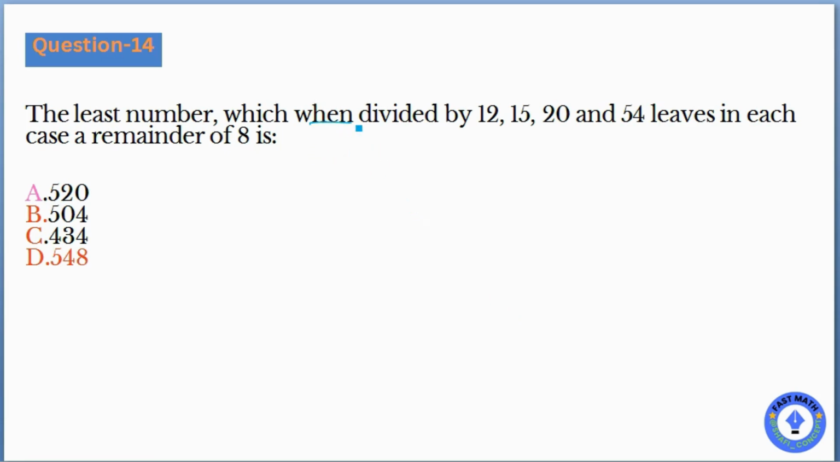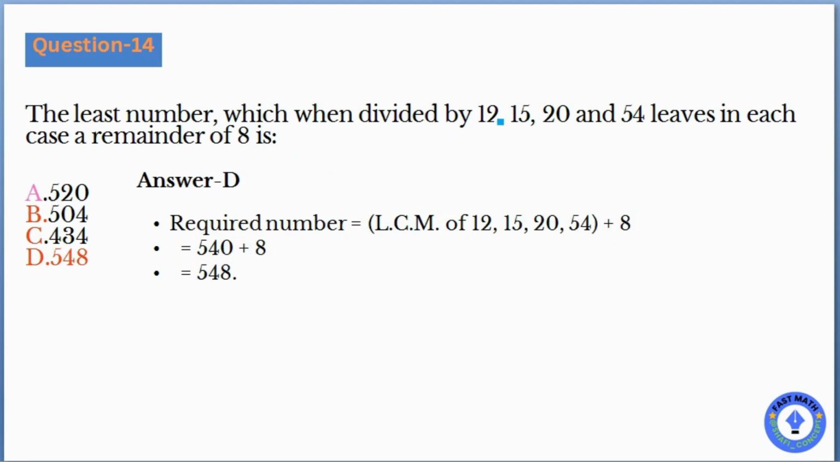The least number which when divided by 12, 15, 20 and 54 leaves a remainder of 8 in each case. Let's move to the answer part. Already I told you, whenever you see divided, just take the LCM of all these numbers first. The LCM of all these numbers is 540 and the remainder is 8. When a remainder is given, you have to add that number. What will the number be? 548.